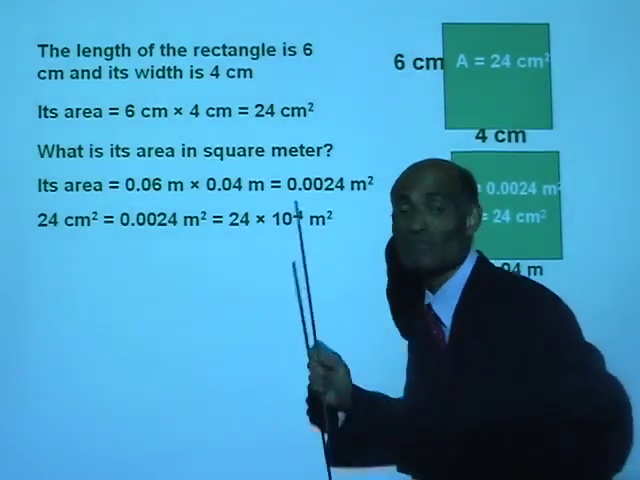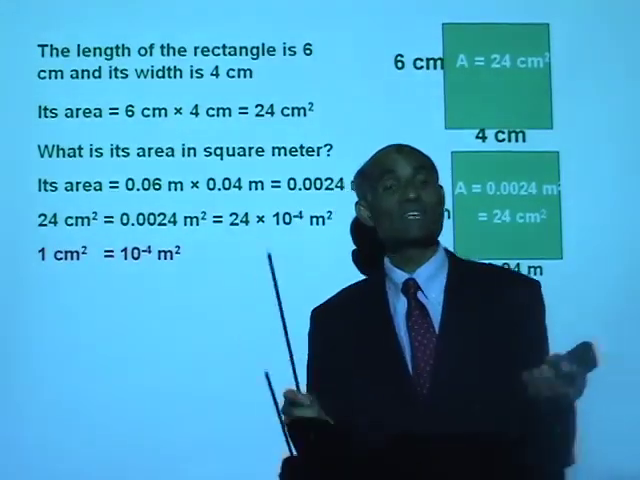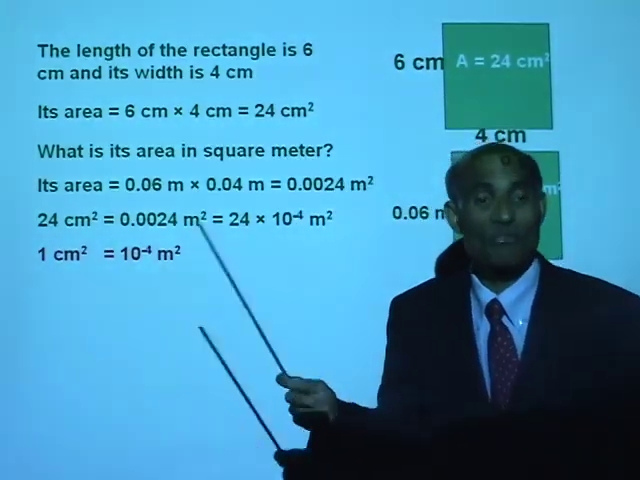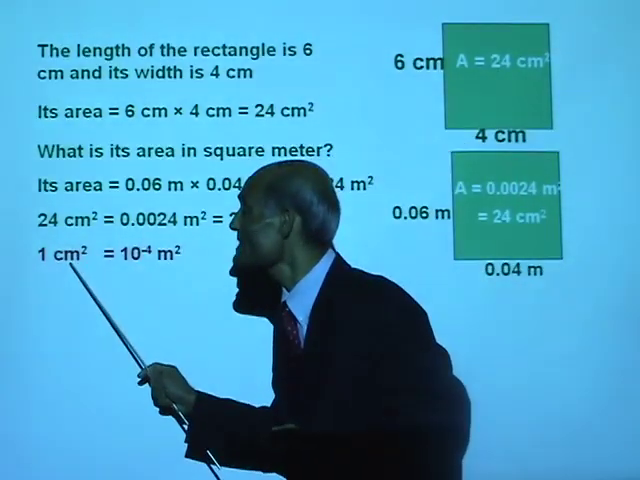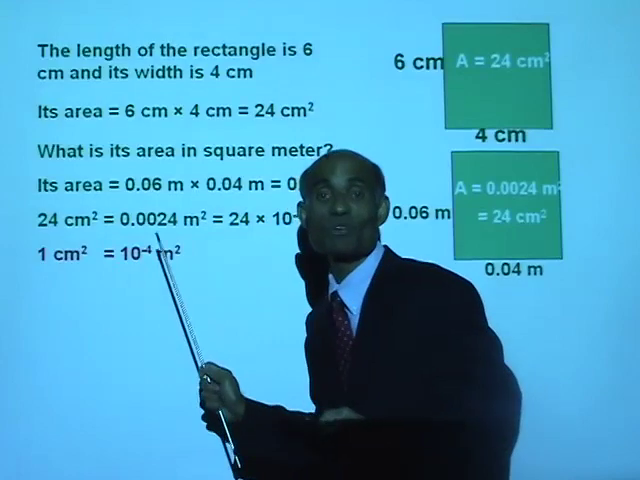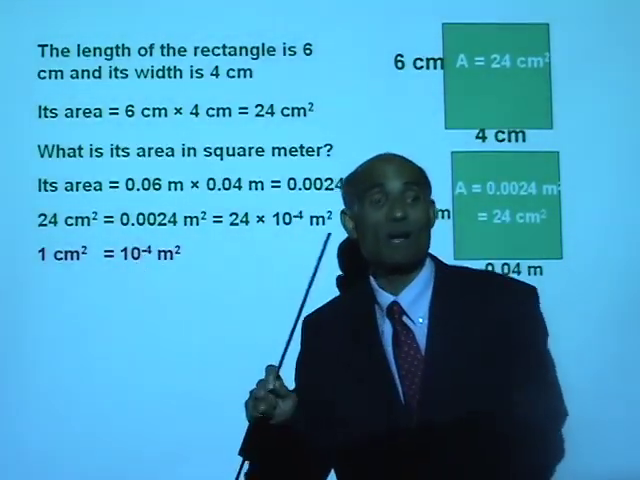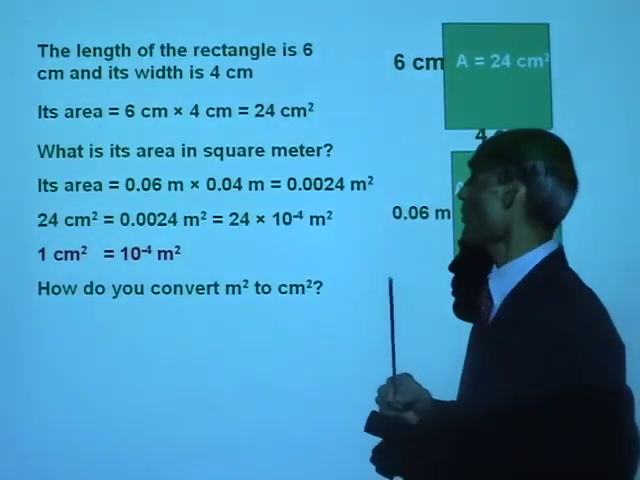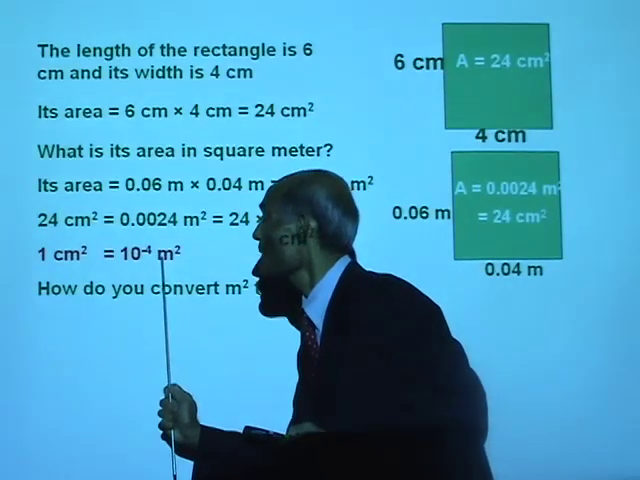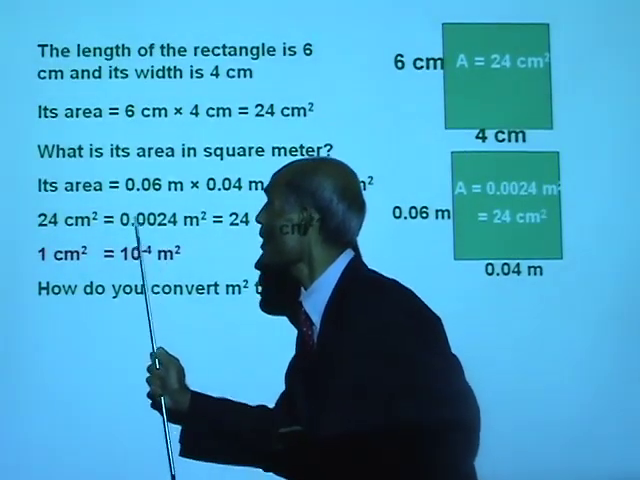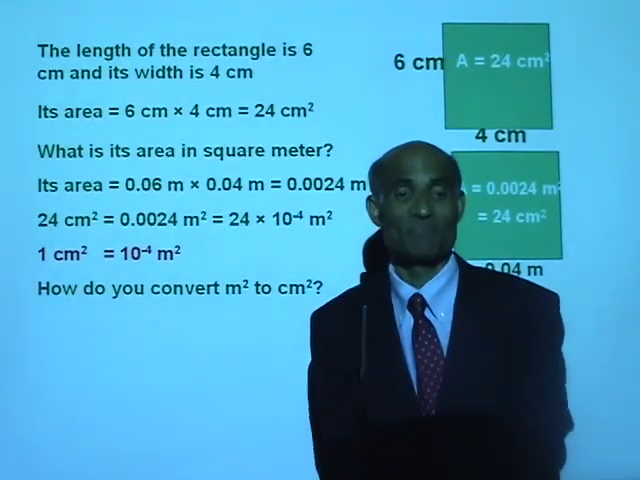10 to the power of negative 4. So 1 centimeter squared is 10 to the power of negative 4 of a meter squared. If you want to convert centimeter squared to meter squared, all you need to do is multiply the centimeter squared by 10 to the negative 4. Now, that means if you want to convert meter squared to centimeter squared, multiply by what number?